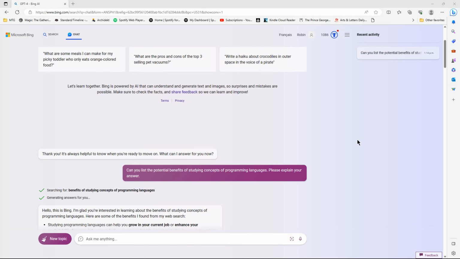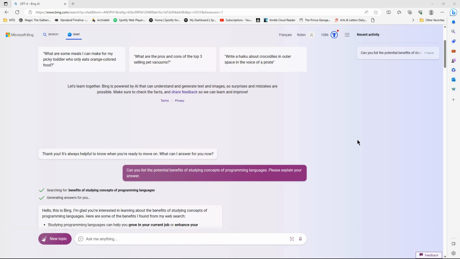And usually when you're reading any book that talks about the concepts of programming languages, like an academic book or a college book, chapter 1, paragraph 1 is usually about, why should I read this book? What are, in the case of studying concepts of programming languages, the benefits of that? So I figured it would be interesting to ask Bing the question.